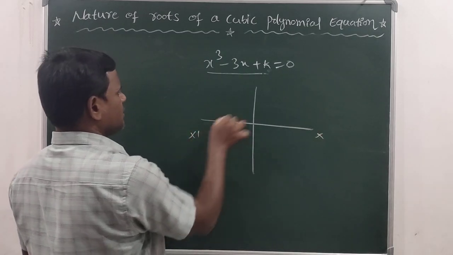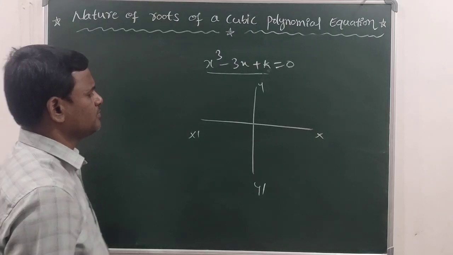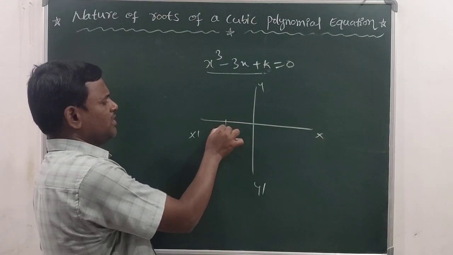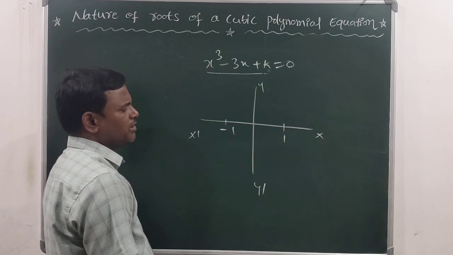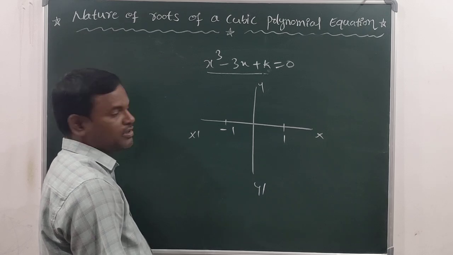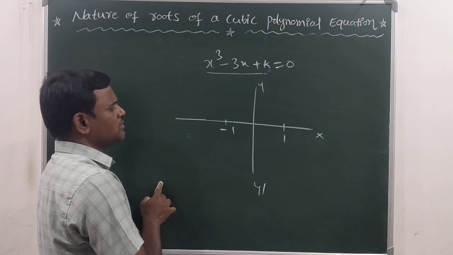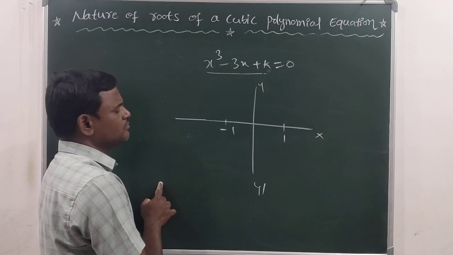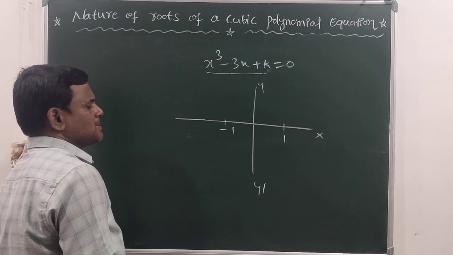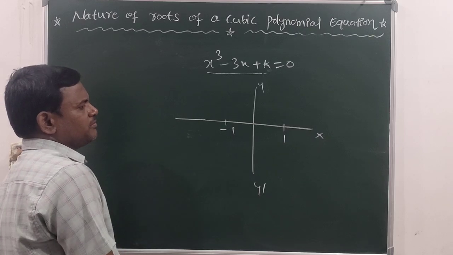X, x dash, y, y dash. See, minus 1 and 1. These are critical points. That graph should get a negative real root. Yes. Now it is. Is this possible? Students, tell me. Negative real root.